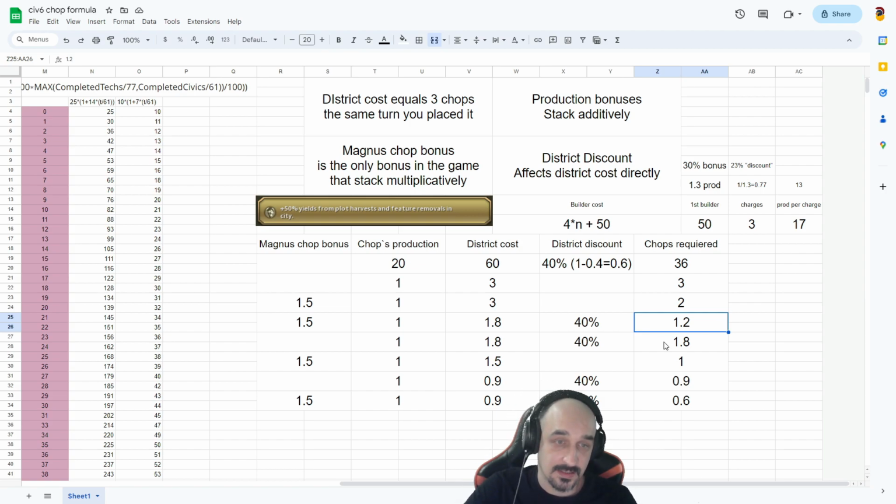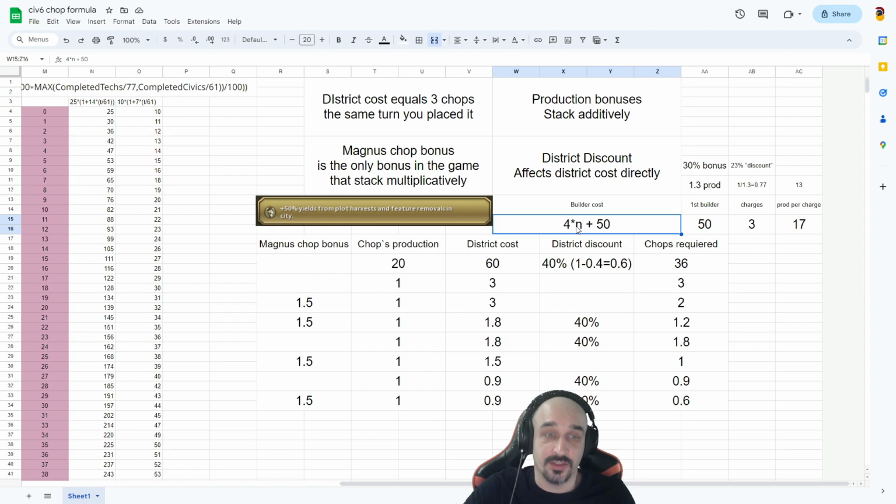Now, the last thing I want to talk about is the builder cost, because each chop costs you some production. So the builder cost formula is simple: 4 times the number of builders built, plus 50.